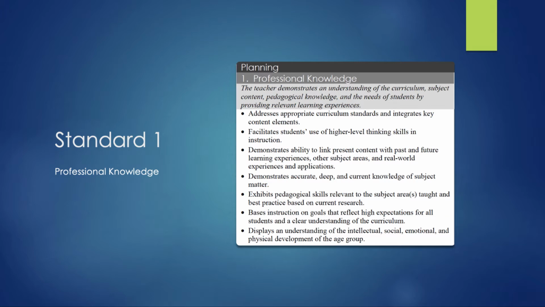demonstrating accurate, deep, and current knowledge of subject matter, exhibiting pedagogical skills relevant to the subject areas taught and best practices based on current research, basing instruction on goals that reflect high expectations for all students and clear understanding of the curriculum, and displaying understanding of the intellectual, social, emotional, and physical development of the age group. An evaluator wouldn't expect a teacher to demonstrate all of those behaviors every time she is observed, but these are the kinds of behaviors that would demonstrate professional knowledge.